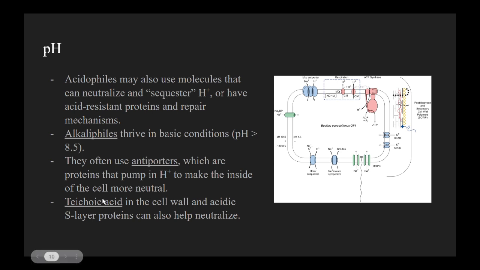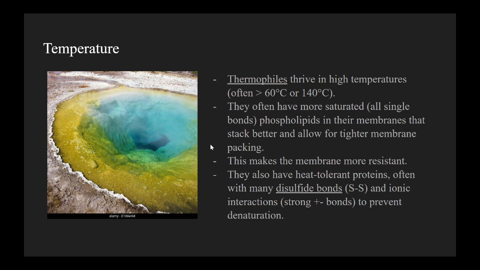And in addition, since the outside environment is basic, we talked about teichoic acids, which are located in the cell wall of gram-positive bacteria. These acids can help neutralize the base on the outside, and some bacteria and archaea have S layers, those protein layers that stick off of the membrane, which are also acidic and can help neutralize the base on the outside. All right, moving on to temperature as our next factor.